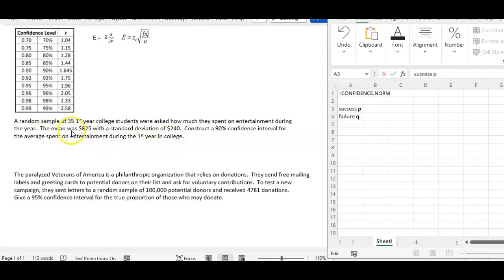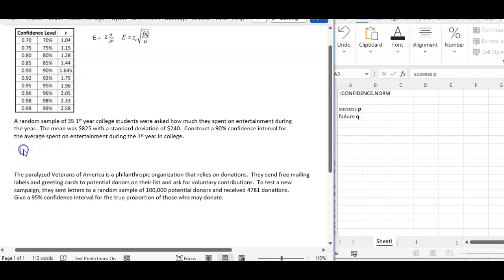So they're giving us a mean, so we know we are using this formula here. We are not talking about a proportion. We're talking about an average, which is $825. So we're looking for a 90% confidence interval. To find the z-score to use, we just use our table and find 90%. So we're going to use 1.645 for our z.